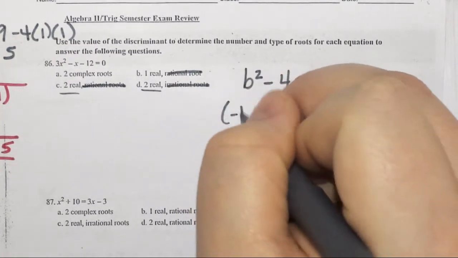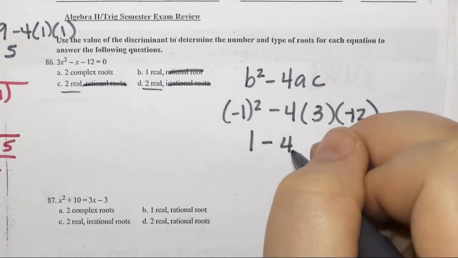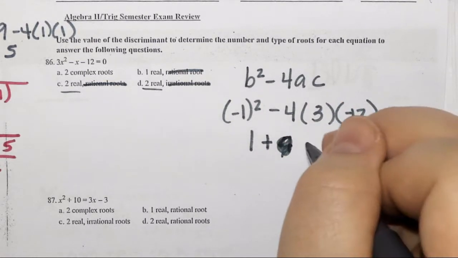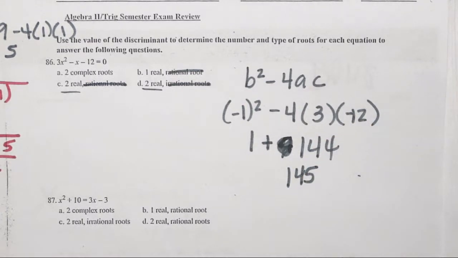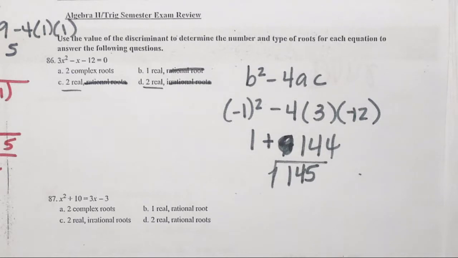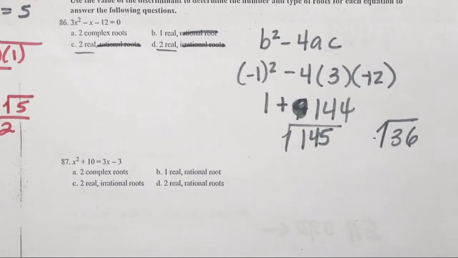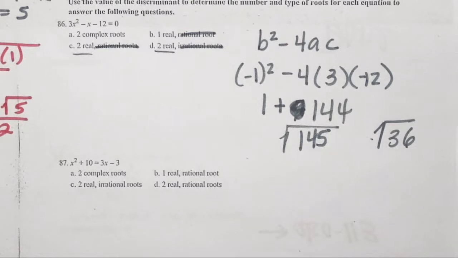Okay, so b squared minus 4ac ends up being 1 minus 4 times 3 is 12 times 12 is 144. So I get positive 145. Hence why they're 2 real. I guess I should have known the rational, irrational, that's my bad. They're getting picky on, is it a nice, pretty number under the radical? Like if it was the square root of 36, you know it's a perfect square. No, it's not. Hence why it's supposed to be 2 real, irrational. Hence why they wanted to say D. Again, as long as you recognize they're 2 real, I don't give a rip.